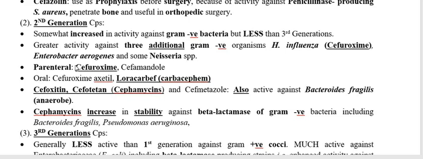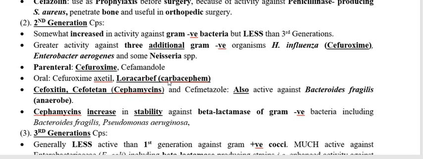So cefuroxime is a parenteral preparation. However, cefuroxime axetil is an oral preparation. In this group, generally carbacephem and cephamycin are usually kept in the second generation cephalosporin. So carbacephem and cephamycin are kept in the second generation cephalosporin. Cefuroxime and cefamandole are second generation cephalosporins.